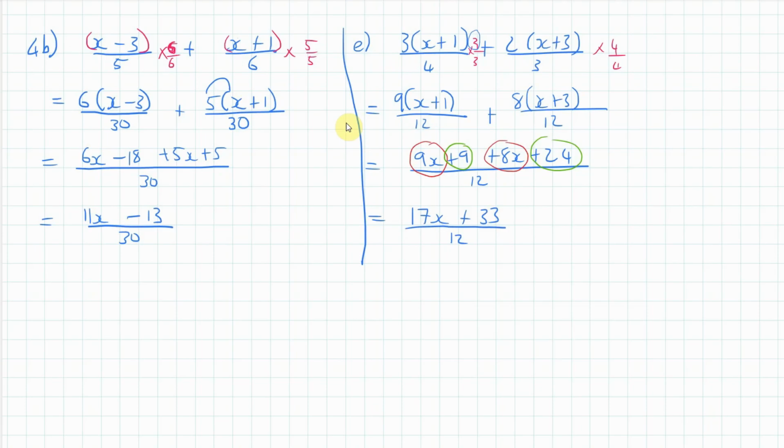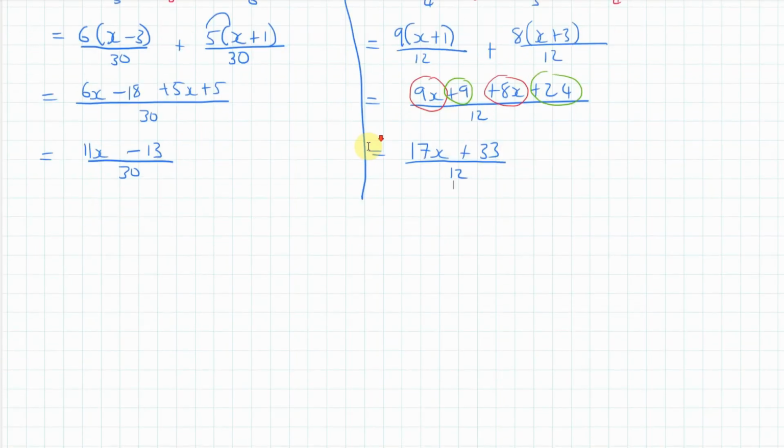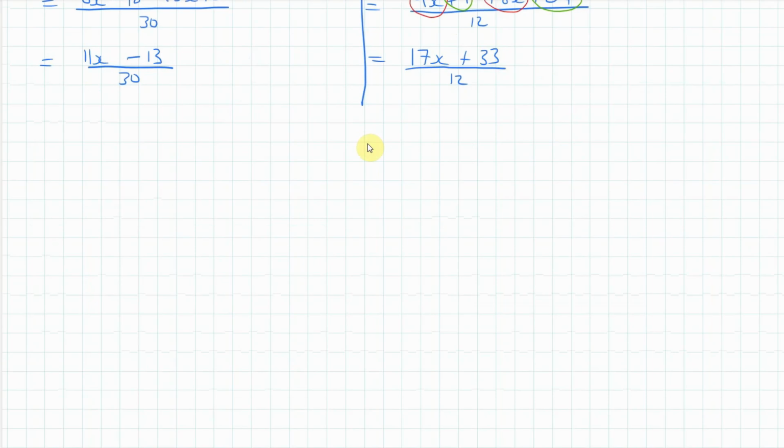So hopefully you're starting to see how this works. Now sometimes you get some with a fraction take away a fraction, and this is where it can get a little bit more tricky. So let me do a couple of these for you. So for example, 5b. Here we have 3x minus 2 all over 5, and we're taking from that the x minus 3 all over 8.